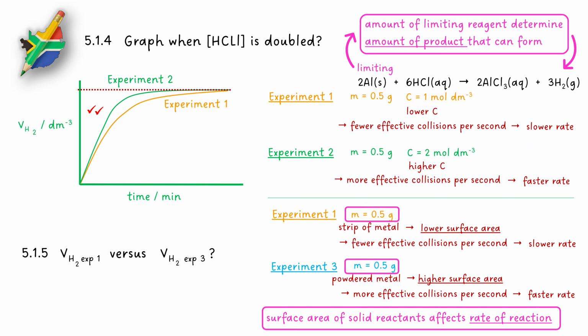Again, it is the amount of limiting reactant which determines the amount of product that can form. And we have the same amount of limiting reactant in both experiments 1 and 2. And so the same amount of gas will be produced in each experiment, and the volume of gas produced will be the same. The only difference is that this gas is produced at different rates.